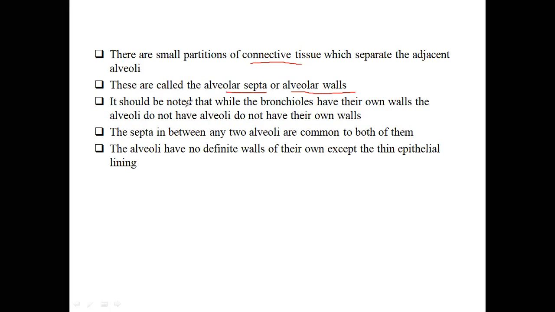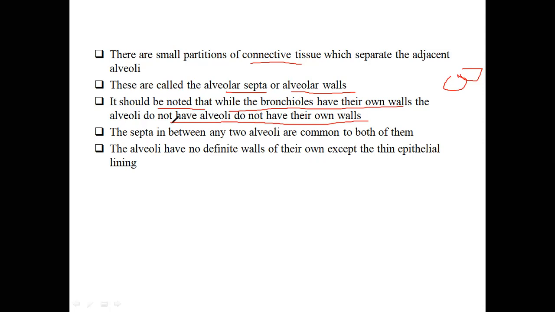But it should be noted, one thing we should know, that while the bronchioles have their own walls, the alveoli do not have their own walls. That means the wall between two alveoli is a common wall. They don't have separate walls like the bronchioles. They are having common walls.